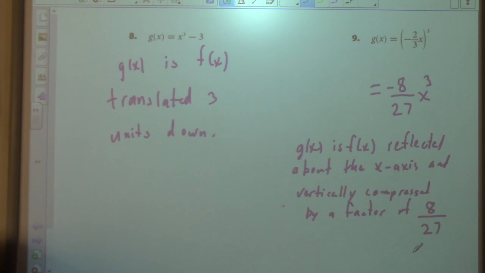Let me ask a follow-up question. Is 8/27 a number that is bigger than 1 or smaller than 1? Smaller than 1. So why is this vertically compressed instead of stretched? Because it's smaller than 1. Yeah, right? Thank you for working with that.